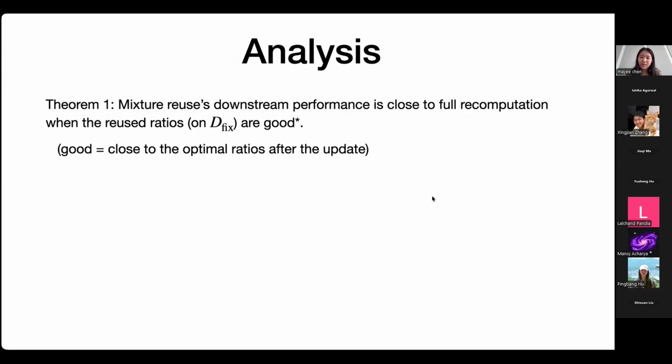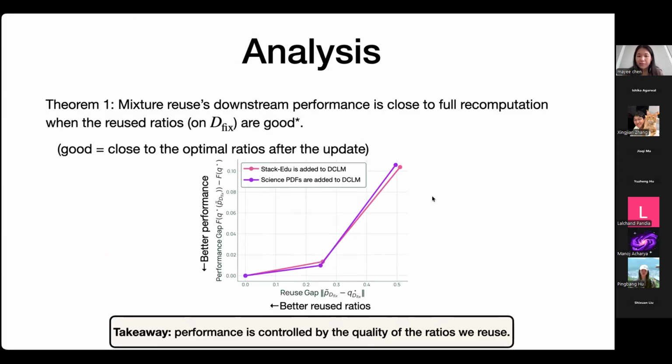So our first result is that the performance of our approach, mixture reuse, is close to full recomputation when the ratios we reuse are good. So very simple. Good here means that the reused ratios, that p tilde, is close to the optimal ratios on dfix after the update. And so in the figure here, we can see that this is empirically supported.